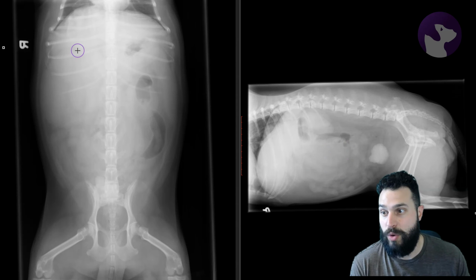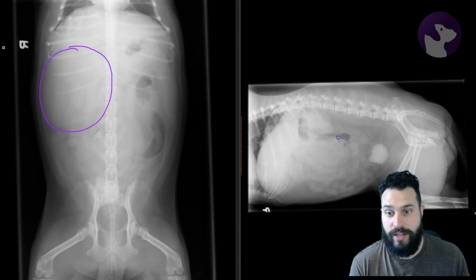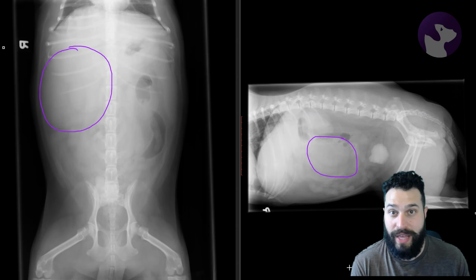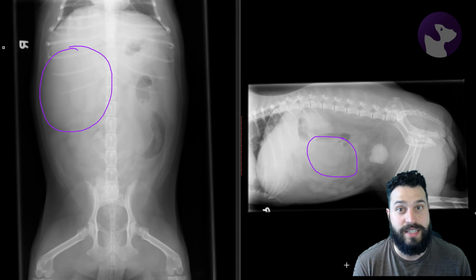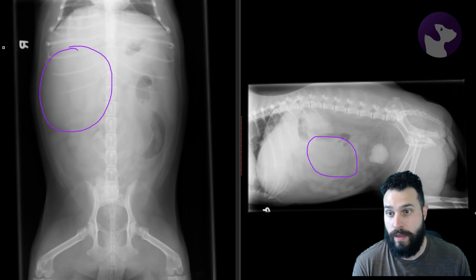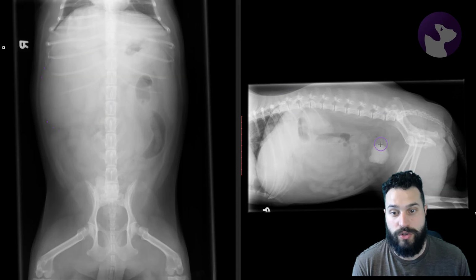So once again, what we're identifying is this round, soft tissue opacity mass that is causing displacement of adjacent structures, and this is an example of a hepatic mass in this instance. Though we can't know that definitively from radiographs, we need an additional test like an ultrasound or maybe a CT to definitely tell us.